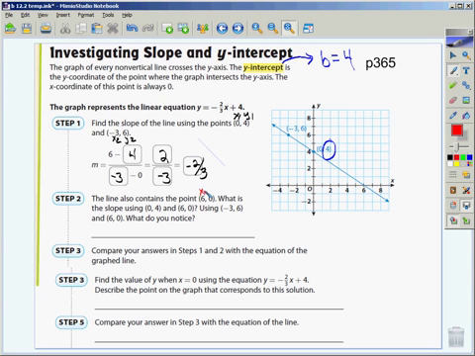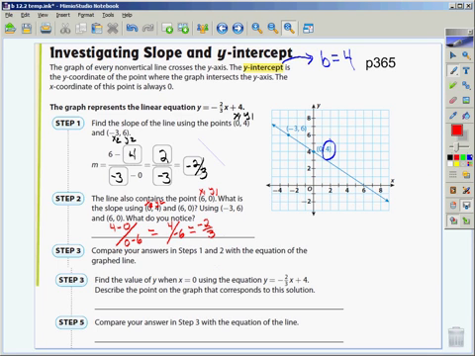I'm going to let this be x1, y1, and this be x2 and y2. So I'm going to take 4 minus 0 over 0 minus 6. 4 minus 0 is 4. 0 minus 6 is a negative 6. And what would this simplify to? Negative 2/3. So I can see that it's the same.